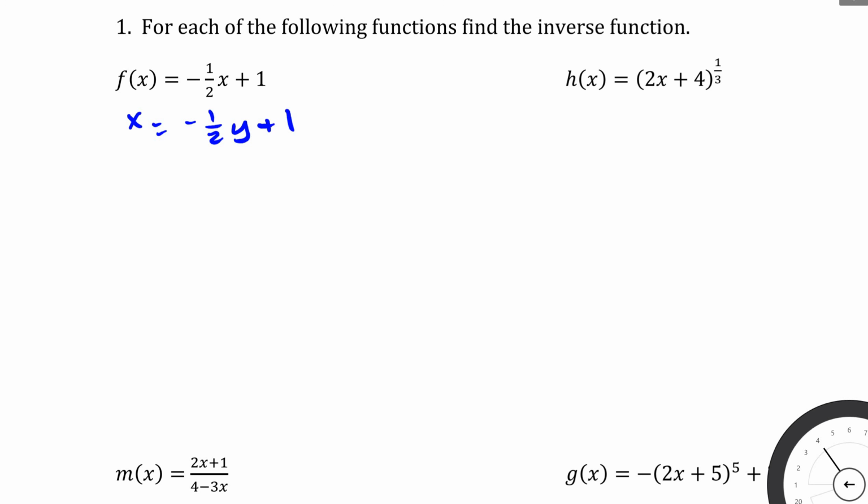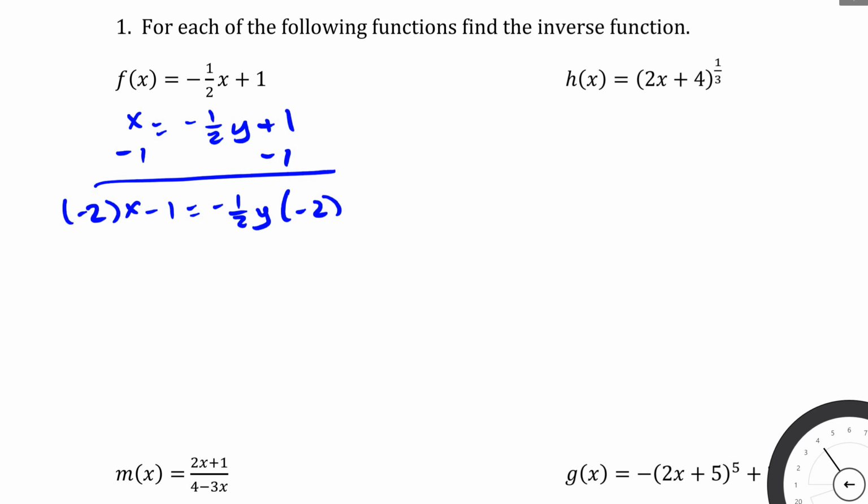We want to get y by itself, so we would subtract 1. So x minus 1 equals negative 1/2 y. And we want to get rid of negative 1/2, so I'm actually going to multiply both sides here by negative 2. That's going to give me negative 2x plus 2 equals y.